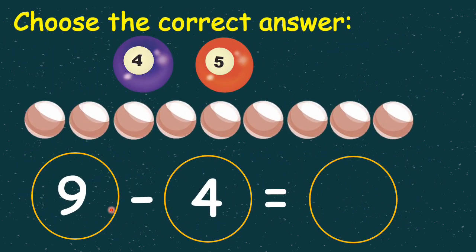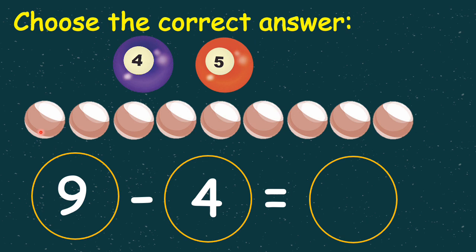Okay, here we have pink colored snooker balls. And we have number 9 here. We have number 4 in a circle, and we have a purple ball which has number 4 in it, and we have an orange ball which has number 5 on it. So now what should we be doing? We should first count the number of balls here.